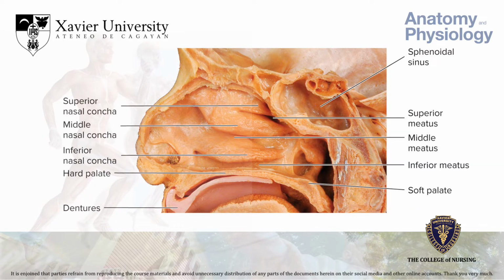A deviated nasal septum occurs when the septum bulges to one side. The hard palate forms the floor of the nasal cavity, separating the nasal cavity from the oral cavity. Air can flow through the nasal cavity when the oral cavity is closed or full of food.